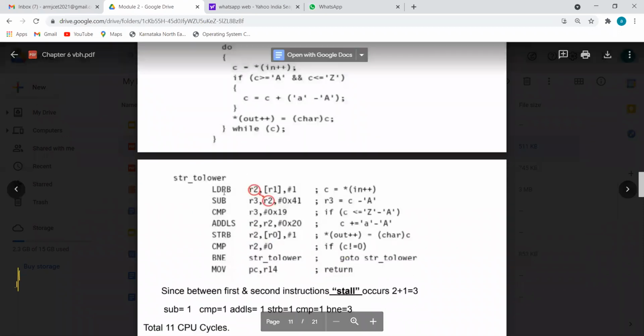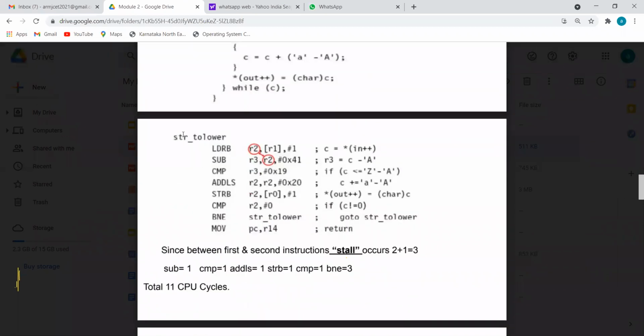Is it possible to write this in assembly? Yes, there is a subroutine called str_to_lower, to convert into lower case. See here, bracket R1 means the address of the keyboard. Take one alphabet from the keyboard, and you copy its ASCII code into R2.